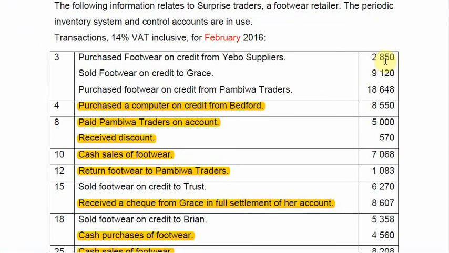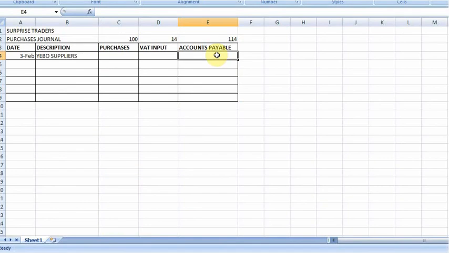They have given me an amount there, and they say all amounts include VAT. So the 2850 includes VAT, so that will be the creditor. I'm going to type in the 2850 there. Then it is easy to figure out the rest of the entries. In the purchases journal, I'm going to say 2850 divided by 114 times 100. And in my VAT input, I'm going to say 2850 divided by 114, and I'm going to times it by 14. So there's my first entry.